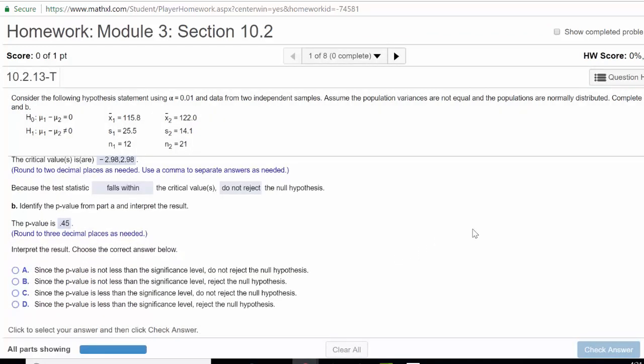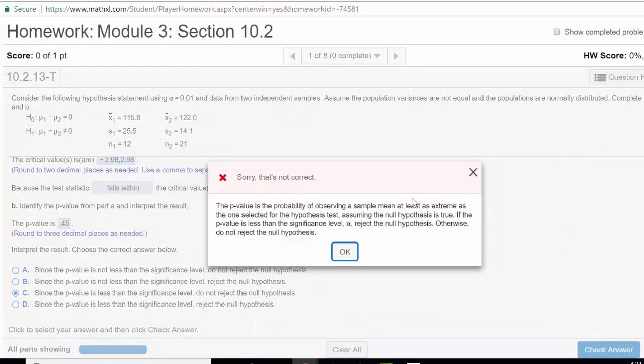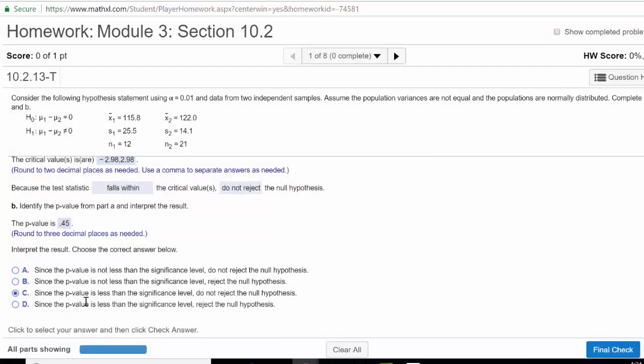And what is the conclusion? The p-value, we compare that value to alpha level. It's a lot bigger than 0.01, so it is not less than the significance level. So we do not reject the null hypothesis. The answer here is C. Okay, the p-value is not less. We do not reject. No, I didn't read it right. So it is not less than significance level. We do not reject the null hypothesis.